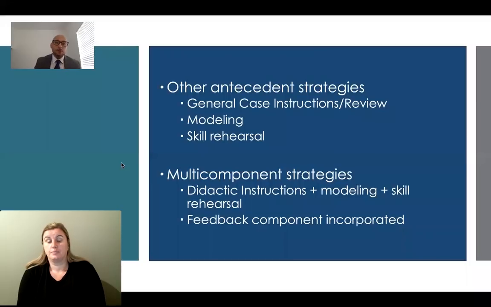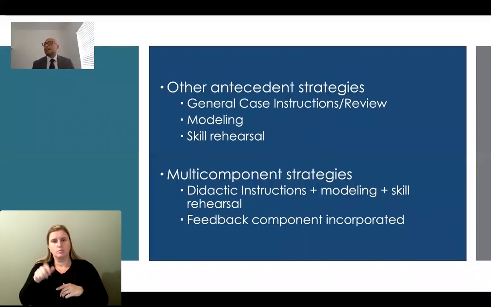So with that said, of course, there have been other antecedent strategies that have been employed, such as general case instructions or review of specific skills, modeling of skills that occurs prior, observation of performances, skill rehearsal, as well as multi-component strategies. Strategies or training approaches that have included didactic instructions, modeling, skills rehearsal, and of course, a component of feedback incorporated into this training approach.